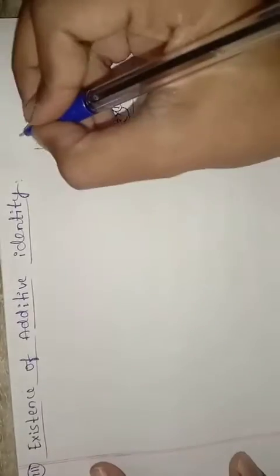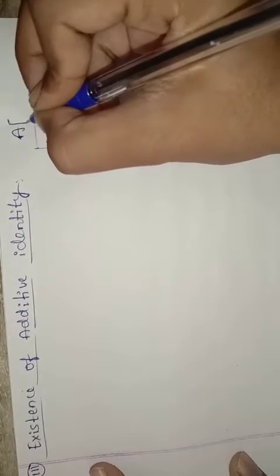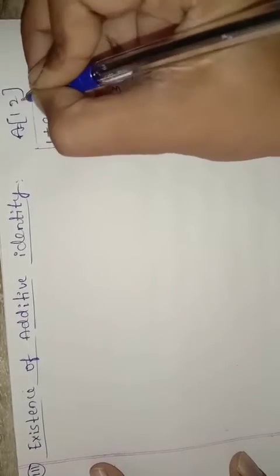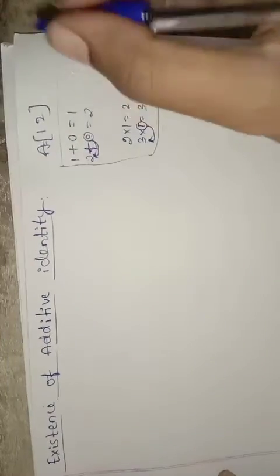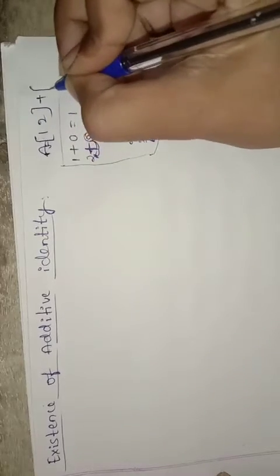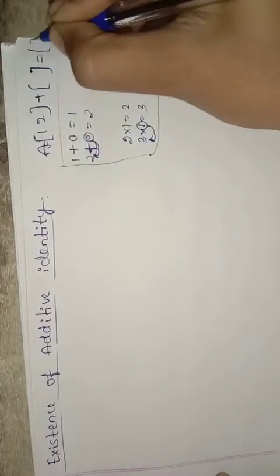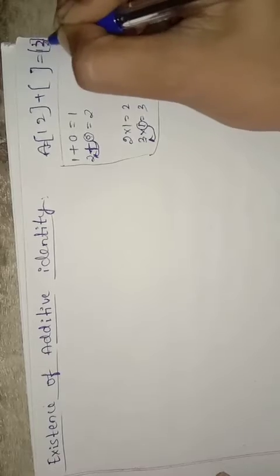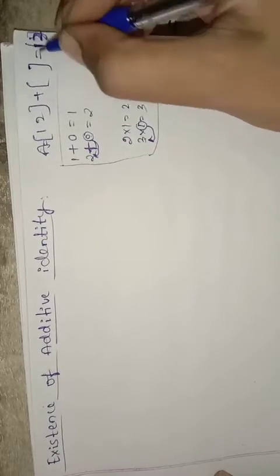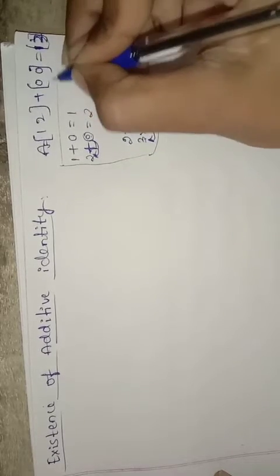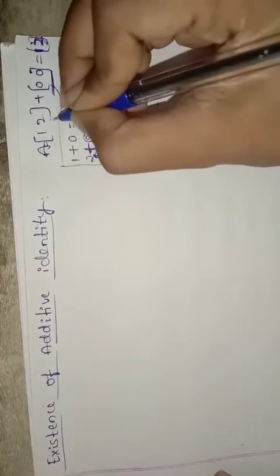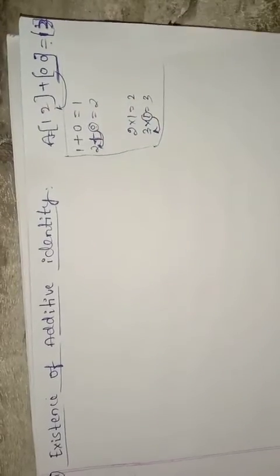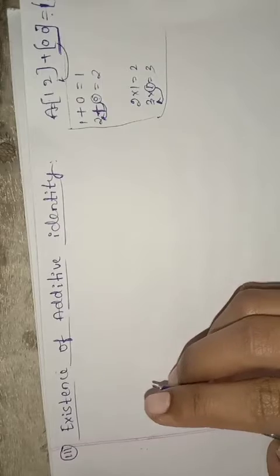Suppose I have a matrix A equal to 1 2. If we want to get this same matrix again, what should we do with it? Okay, so this is a row matrix. So if we add the 0 matrix here, we will get the same matrix again. So existence of additive identity is also like that.